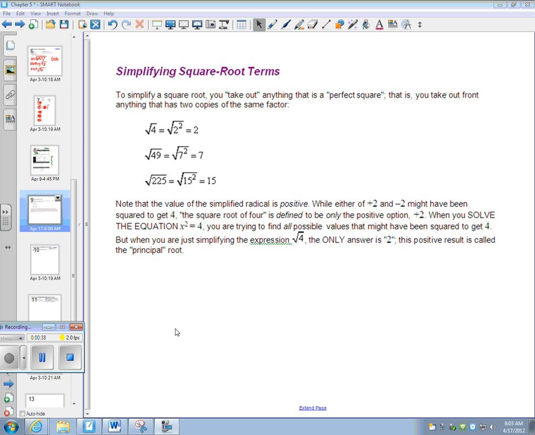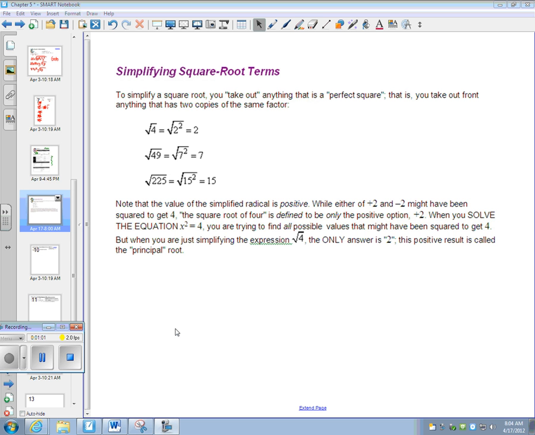One thing to note is that the value of a simplified radical is positive. So in this case, when we say the square root of 4, we just say that's 2. We don't say plus or minus 2, and this is why. Well, either positive 2 or negative 2 might have been squared to get 4. The square root of 4 is defined only as the positive option.